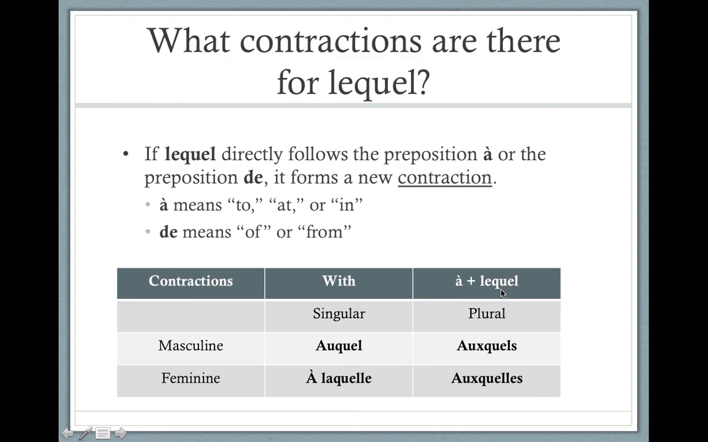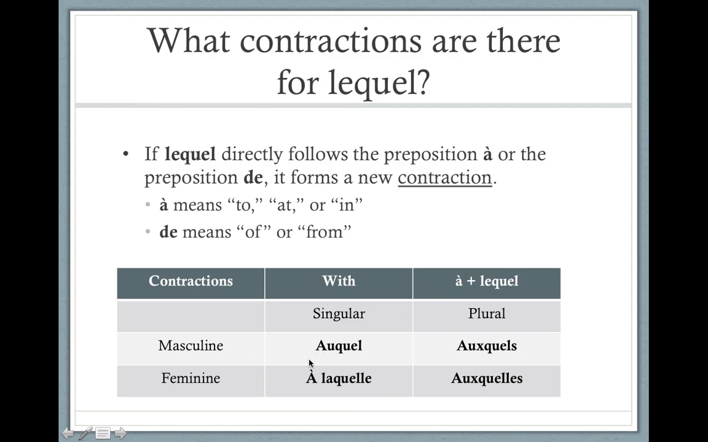So first of all, let's talk about contractions where you have the preposition à right before the word lequel. Instead of saying à lequel, we change it to auquel. And this should make sense because we should remember that if you just have à and le in a sentence, it makes au, so it makes sense to have that go before the quel.